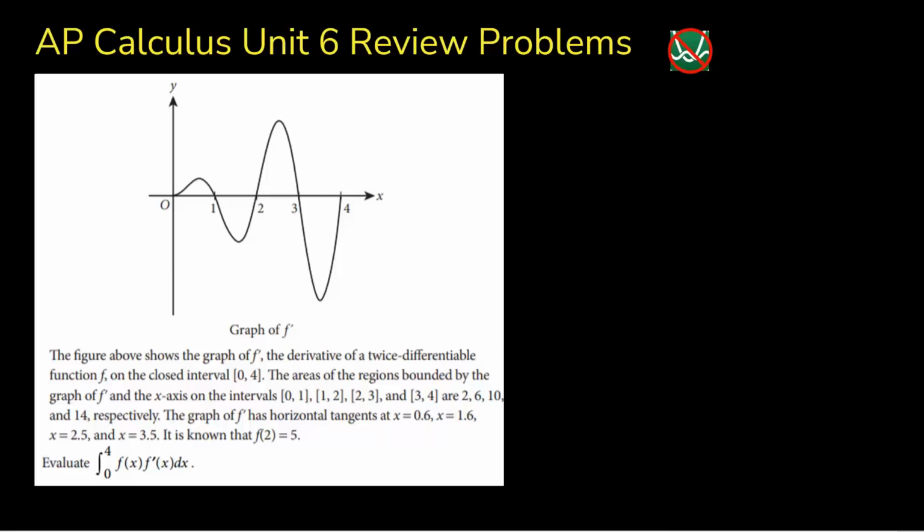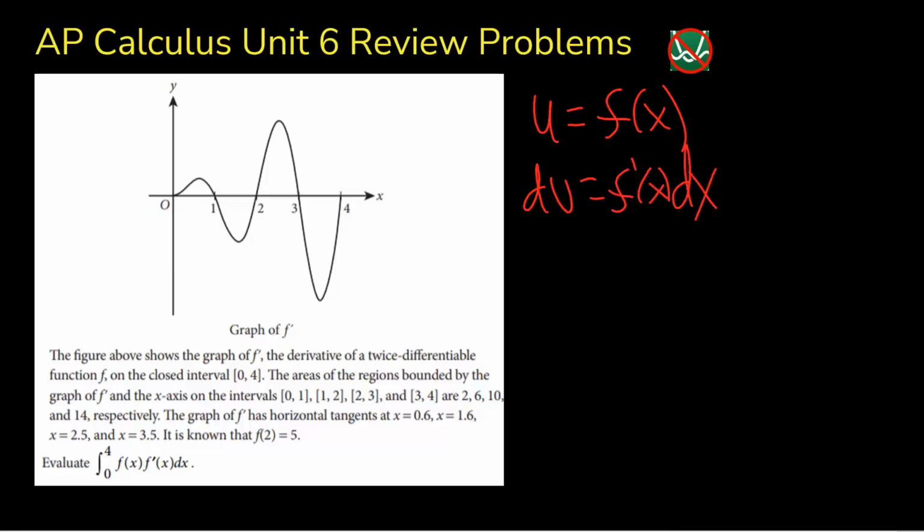We want to evaluate the definite integral from 0 to 4 of f times f prime dx. Free response question here. First thing we need to do is figure out what the antiderivative of f times f prime is. We could use u substitution. So if u is f, then du is going to be f prime of x dx. So we could rewrite this as the integral of u du.